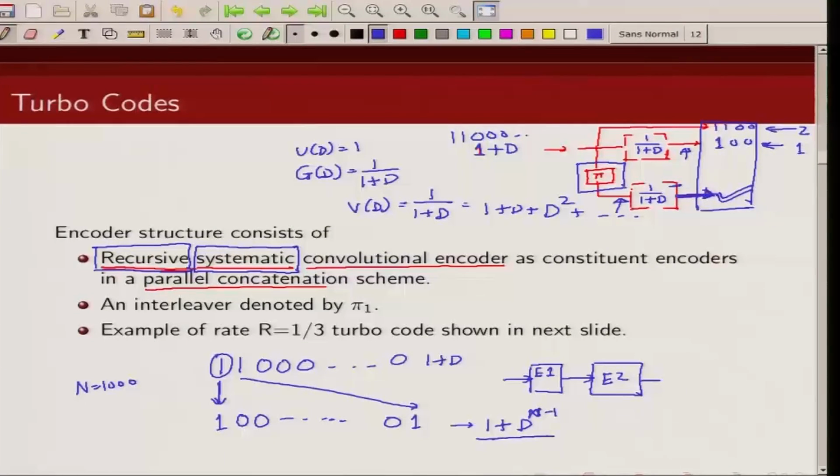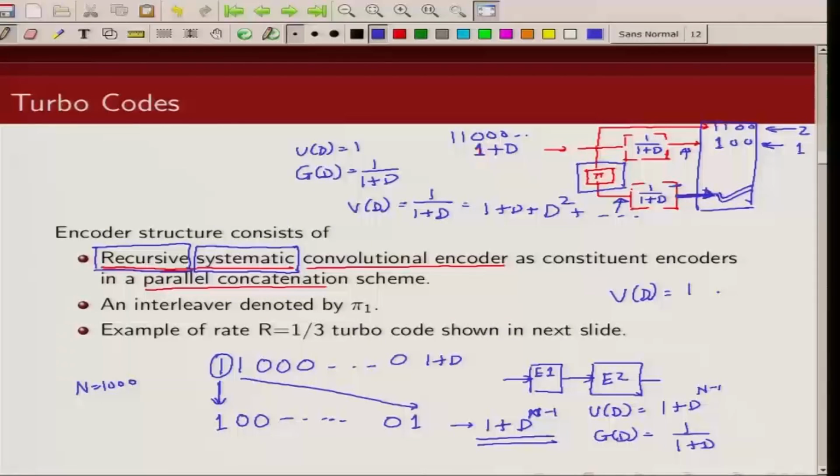Now, if you feed in this sequence to this encoder, so your ud is 1 plus d raised to power n minus 1, gd is 1 plus d. What will you get? You will get an output sequence which will have a large number of ones, correct. So, what I did was, I just designed my interleaver in such a way that two adjacent ones were spread out, and as a result you noticed that I am getting a large number of ones coming out from this parity bit.